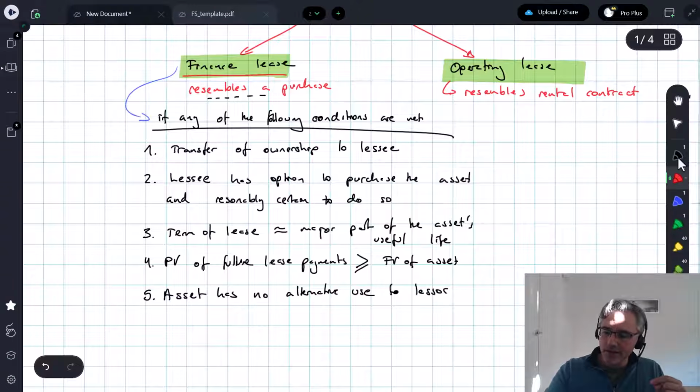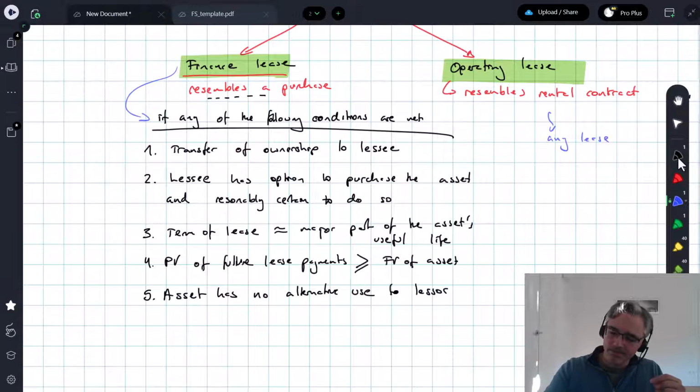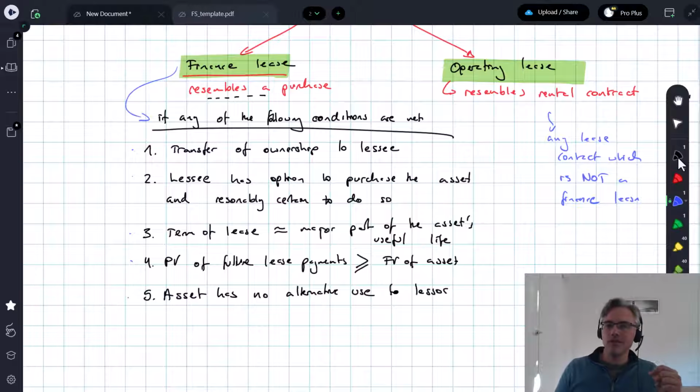An operating lease is going to be any lease contract which is not a finance lease. So no direct definition here, but simply if not a single one of these conditions are met, then you've got yourself an operating lease. As simple as that.